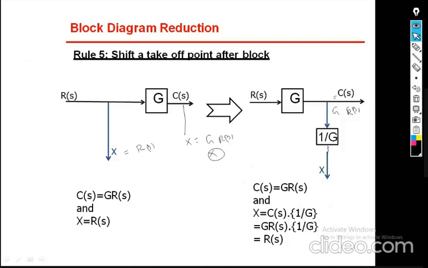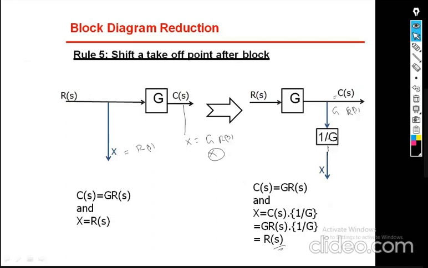If I am going to add 1/g, then the resultant block, this g, gets cancelled, and the resultant value is R of s. E R of s and X R of s, both are the same. So hence I can say that if you are moving a takeoff point after the block, then you need to divide in the line of that signal by that particular block. That is the case here.